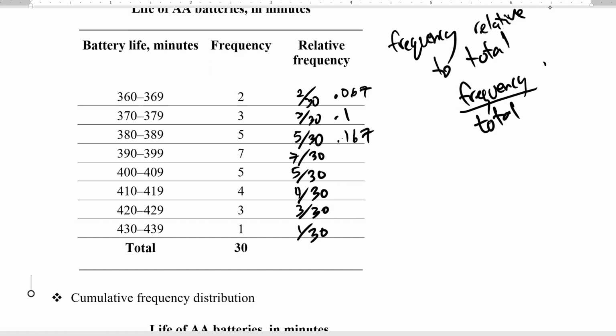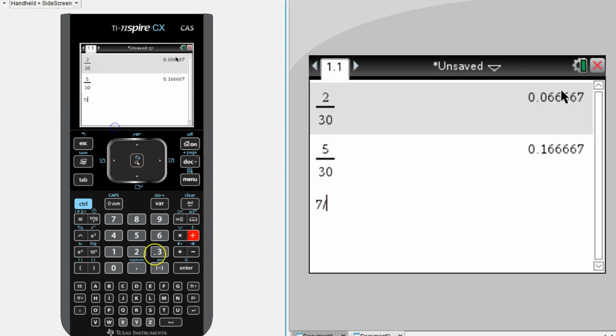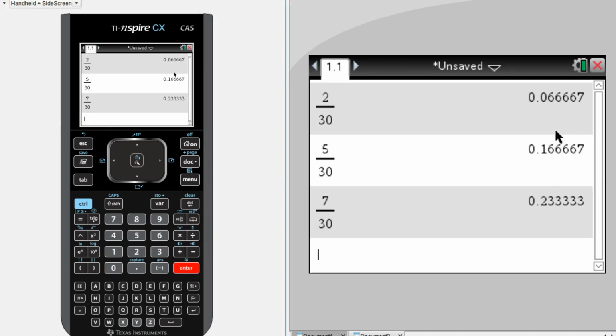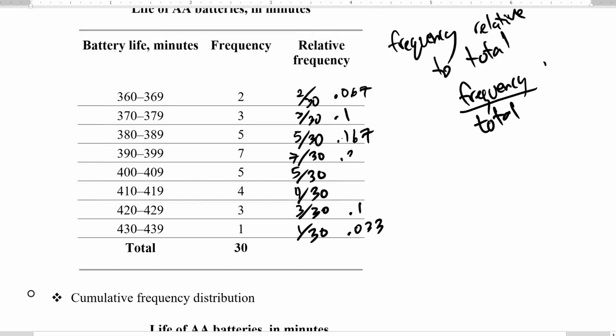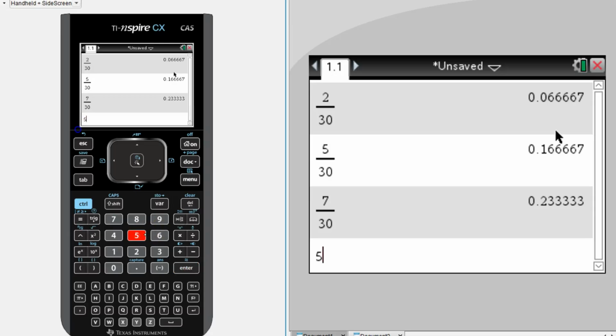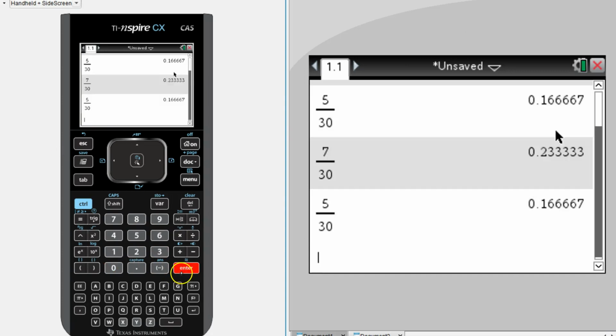Alright, so let's see. This would be 0.033. This would be 0.1. This would be, let's see, we didn't do that one, 4 out of 30. I'll get to that one in a minute. I'll do these ones. So 7 out of 30 would be 0.2333. Only 3 decimal places, it's fine. 5 out of 30. And 4 out of 30.